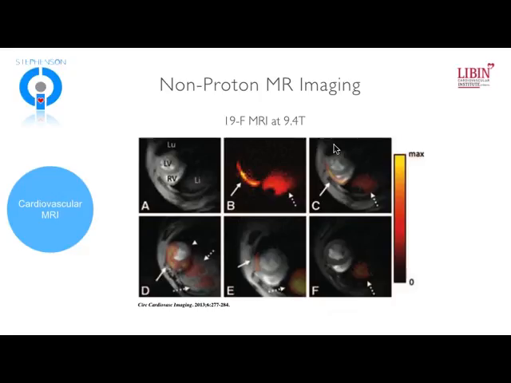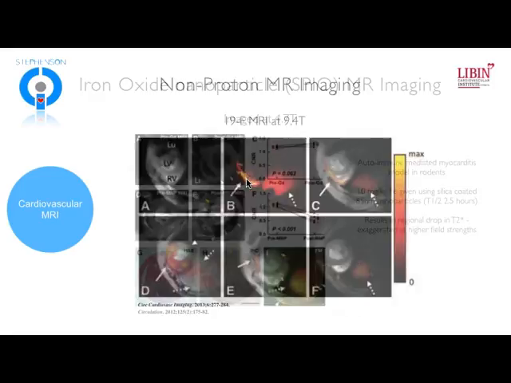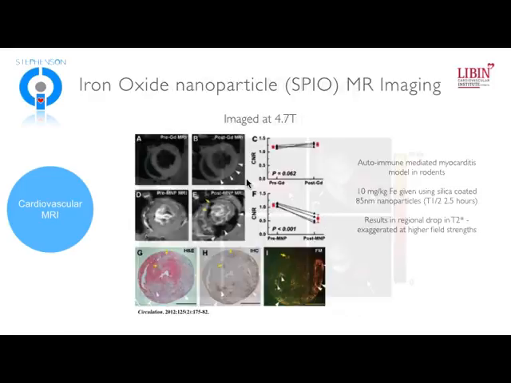This allows us to get fluorine-only images with absolutely no background signal, which we can superimpose on hydrogen imaging. So this early work, which was only just published in 2013, is in rodents, and allows us to actually study a potentially very sensitive and specific marker of inflammatory infiltrate into the myocardium. And this signal correlated highly with macrophages on histology.